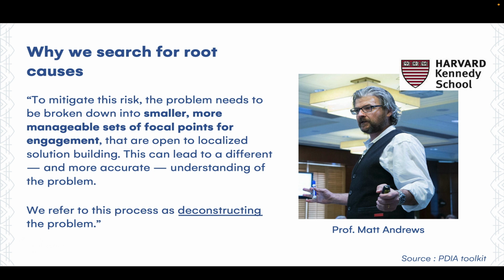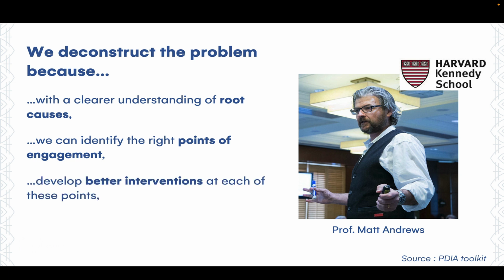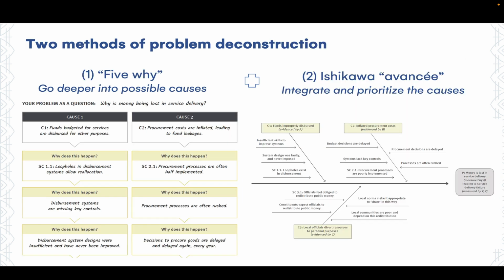So taking a vast, big, complex problem and trying to find its elements in a way that allows us to experiment, intervene, try something different. We deconstruct the problem because if we can get a clearer understanding of the root causes, we can identify the right points of engagement, develop better interventions at each of these points, and begin experimenting to see what works. With a wicked problem, you're not going to find one magic solution. Probably there are going to be lots of different approaches or interventions you're going to have to do in parallel, or maybe do a quick win first and try to generate momentum and political support, right? So these are complex problems that are not going to have one easy or quick solution.